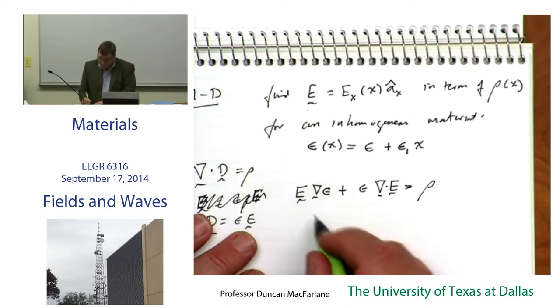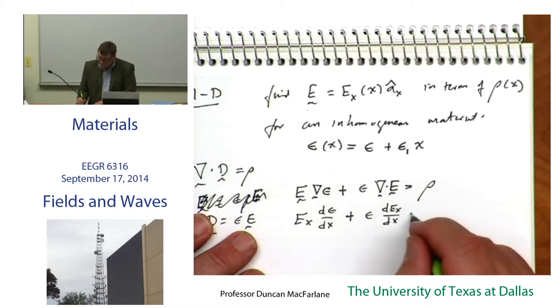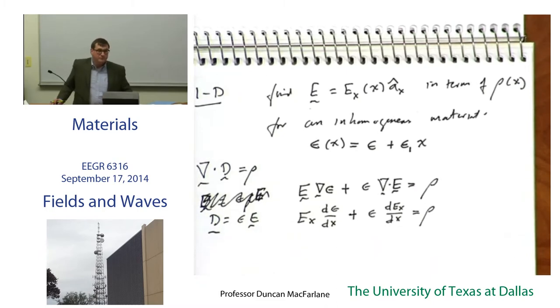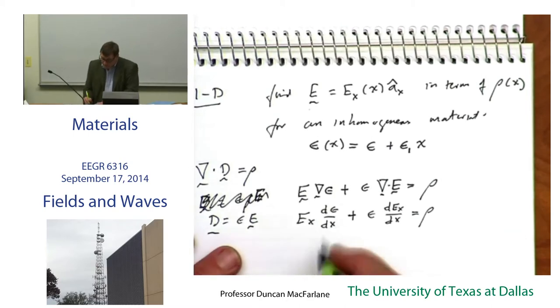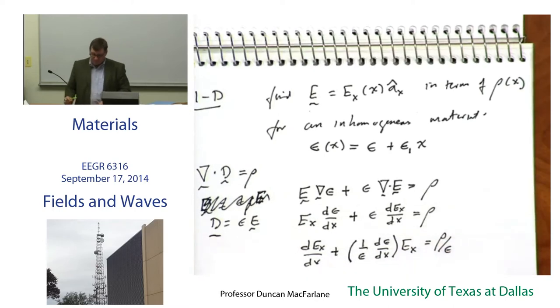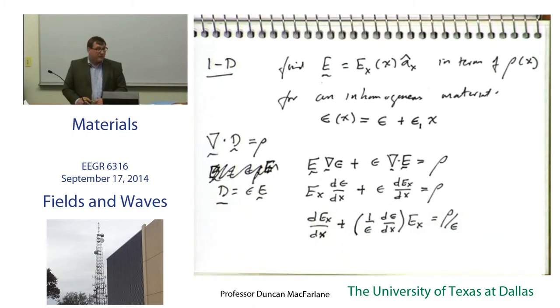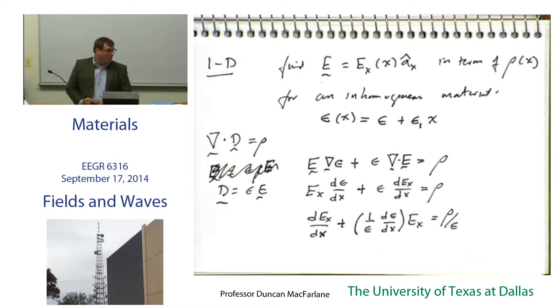And then in one dimension, I'll have E_x d epsilon dx plus epsilon dE_x dx, and that's equal to my forcing term rho. Okay. Rearrange, and I have this equation. Now, this is a first-order differential equation. It's ordinary. It's forced. And it has non-constant coefficients. So that's what we're looking for.